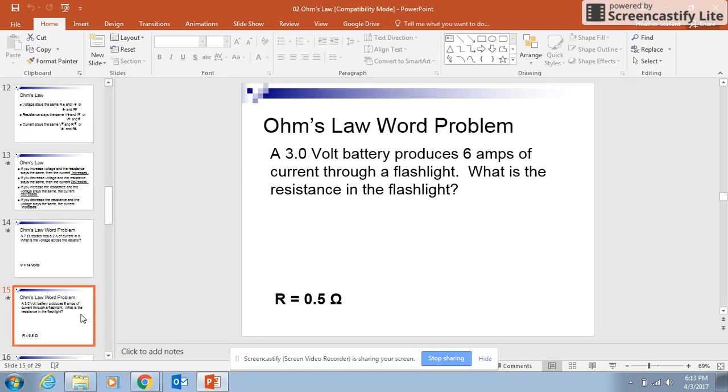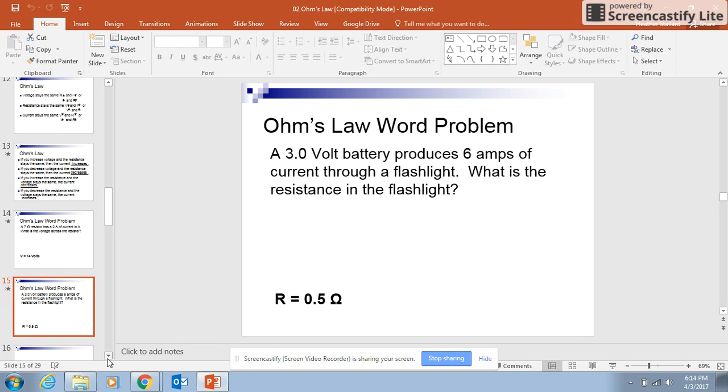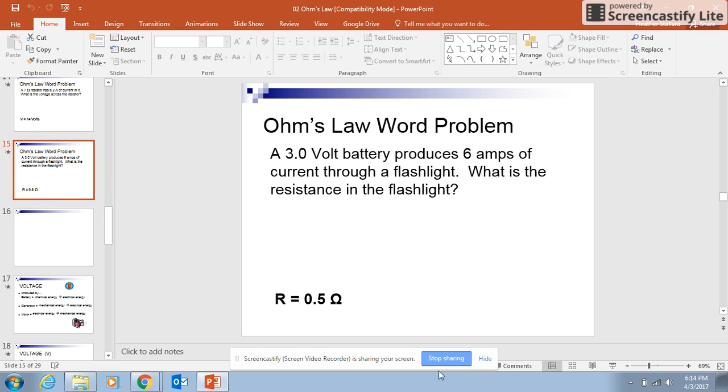Our next example says a 3-volt battery produces 6 amps of current through a flashlight. What is the resistance in the flashlight? So this time we're looking for R. We're going to take our voltage and divide it by our current to get 0.5 ohms of resistance.